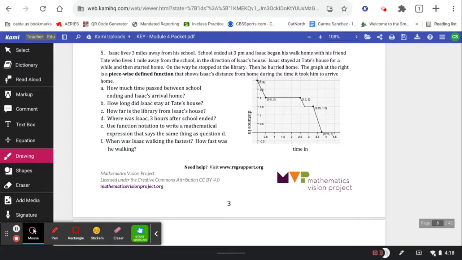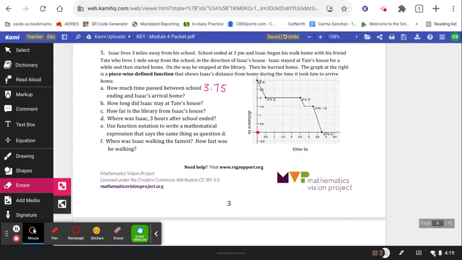Then the graph at the right is described as a piecewise function, and it shows Isaac's distance from home during the time it took him to arrive. So first of all, how much time passed between school ending and Isaac's arrival home? So notice at the bottom, we've got our time. School ends, arrive home. What do you think? All right, 3.75 hours. See how it tells you right there that that's 3.75?